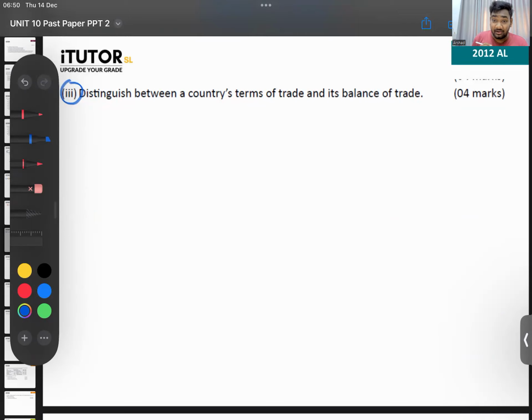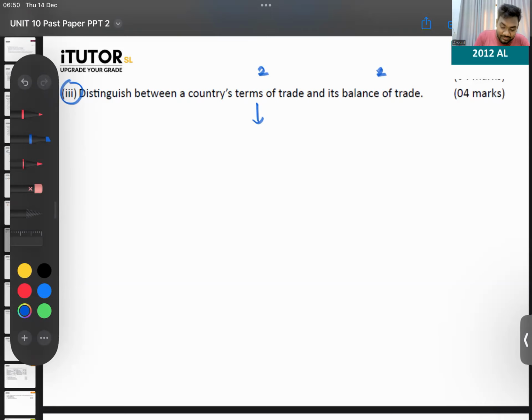The next one. Distinguish between a country's terms of trade and balance of trade. Again, it is simple to distinguish. For 2 marks, you talk about what is terms of trade. For 2 marks, you talk about what is balance of trade, but you have to show the difference. So what is terms of trade? Terms of trade looks at how many units of goods you can import using your exports.